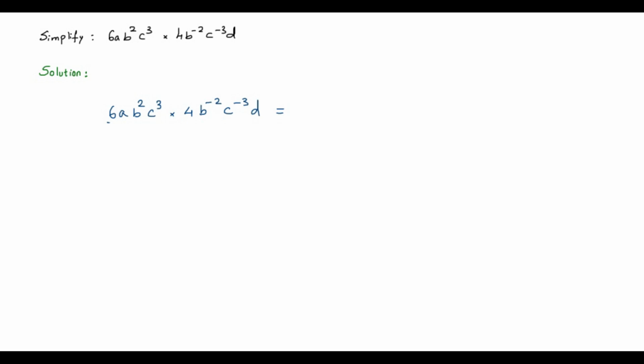Okay, so to simplify this expression, first I have to multiply the numbers, that is 6 and 4. When I multiply 6 and 4, I get 24. Now we can cross out 6 and 4, because then only can we easily identify the numbers or terms which we have to multiply.